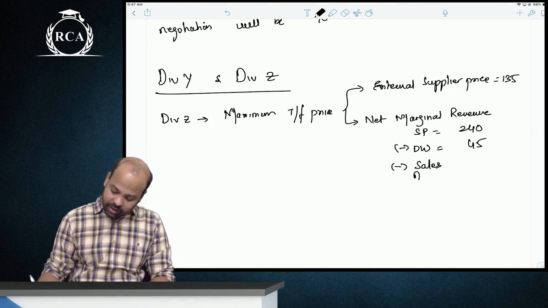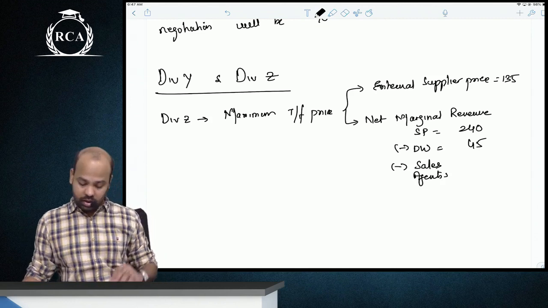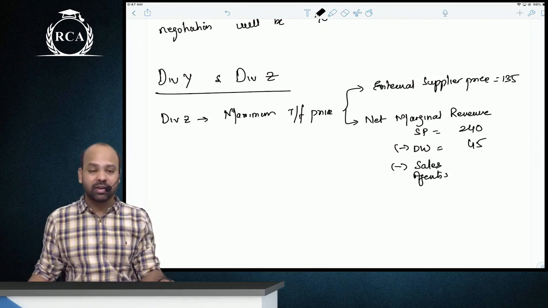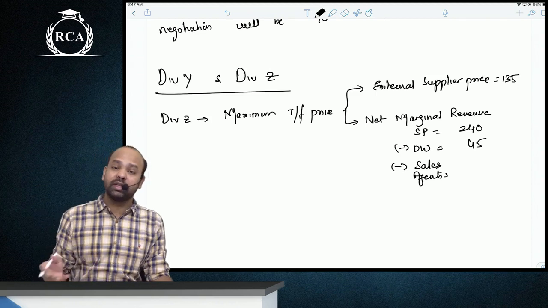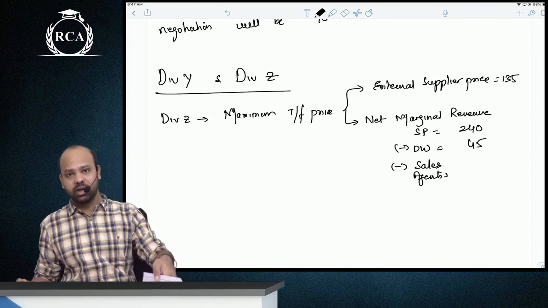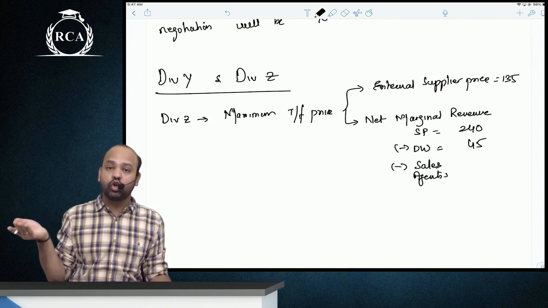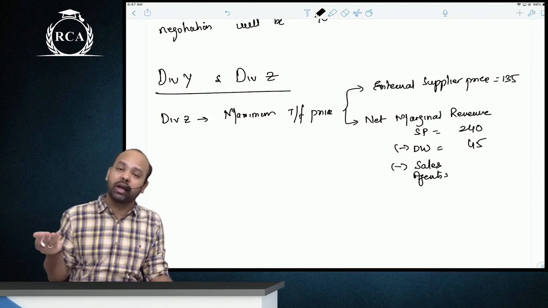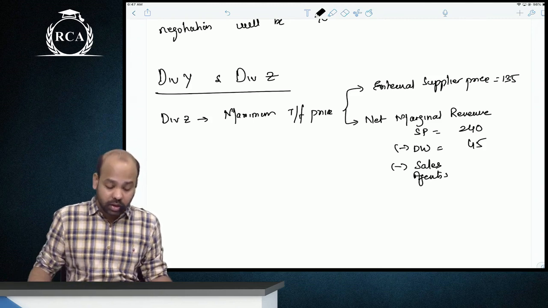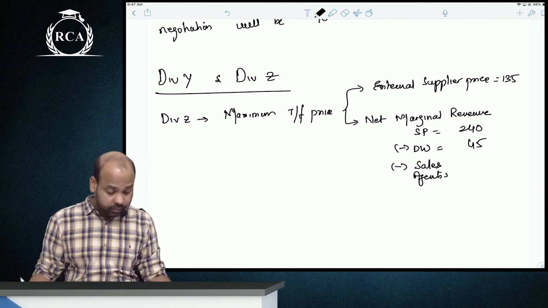This net marginal revenue is something that has been introduced just now. Earlier it was not there. Earlier the maximum transfer price used to be directly the external supplier price. In the majority of the questions, guys, it is going to be the external supplier price only. Very rare scenarios you will see where it is not viable for the other division to procure a component from the external market and sell it in the market. Very rare scenarios.